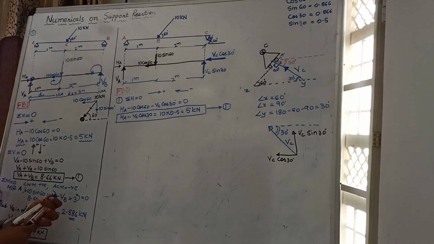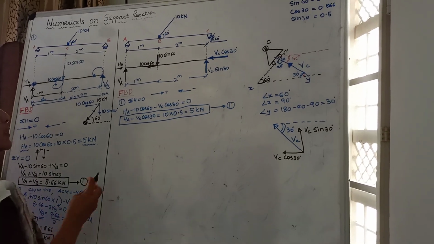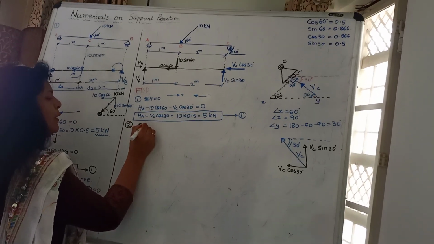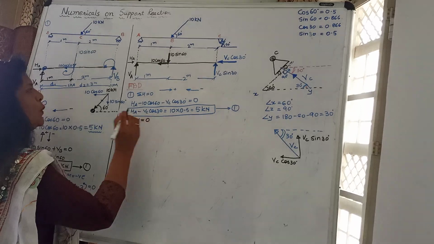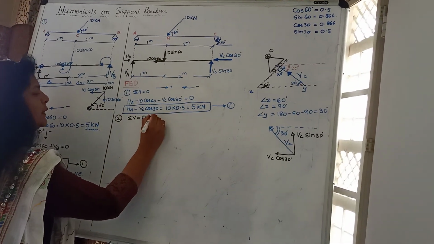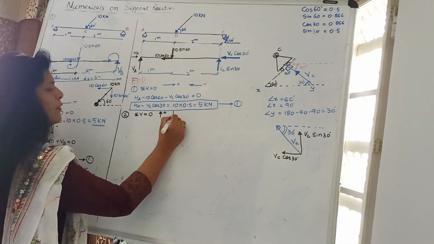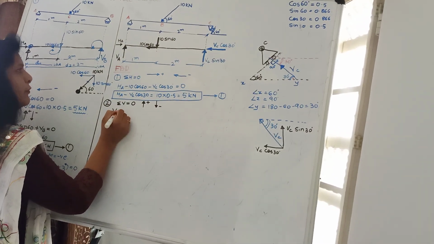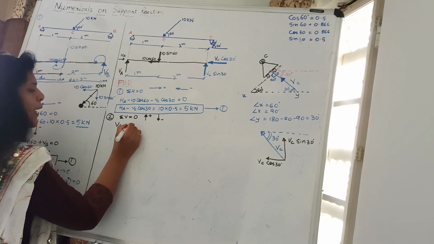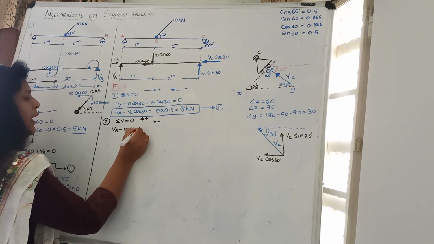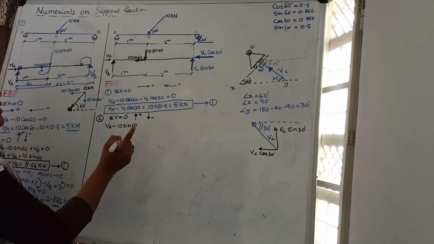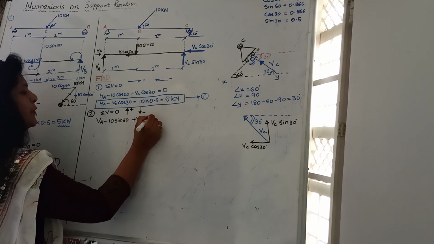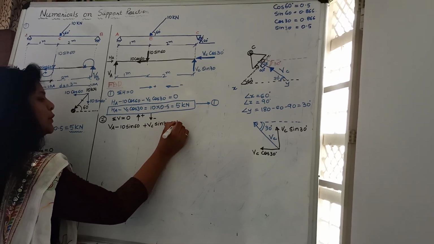And what is the second condition of equilibrium? Sigma V is equal to 0. Upward force positive, downward force negative. So VA is in the upward direction, positive, 10 sin 60 in the downward direction, negative. Then VC sin 30 in the upward direction, positive, that is equal to 0.